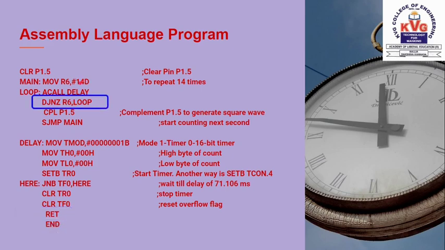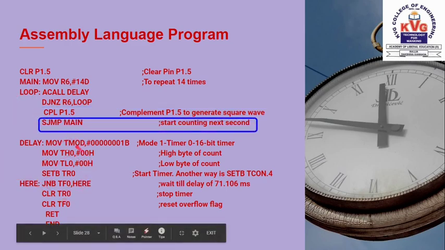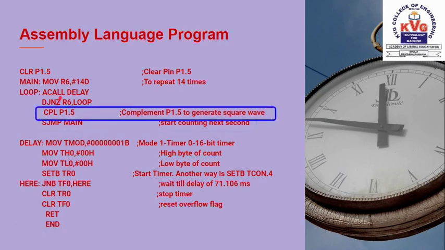Decrement R6 from 14 to 13. Check if it is 0. If it is not 0, go back here to loop. And again this loop, this counting will continue for the next 71.16 milliseconds. So when you do this 14 times, a delay of 1 second will be achieved. After doing this 14 times, it will come to this instruction, complement port 1.5. So initially we had made it 0, now it is made 1.